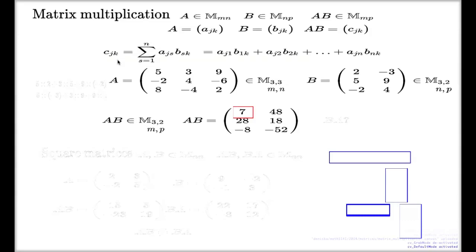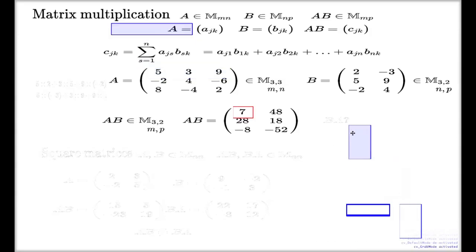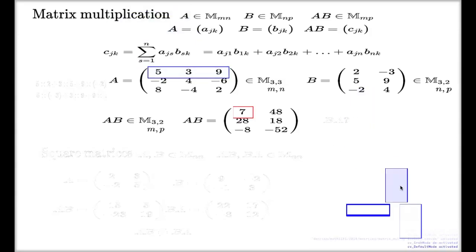According to what I said before, if I want to find this element, I have to take the dot product of the first row here and the first column here as vectors. Here it is: 5 times 2, 3 times 5, 9 times negative 2. If you perform this arithmetic, 10 plus 15 minus 18, it is 7, right in here.